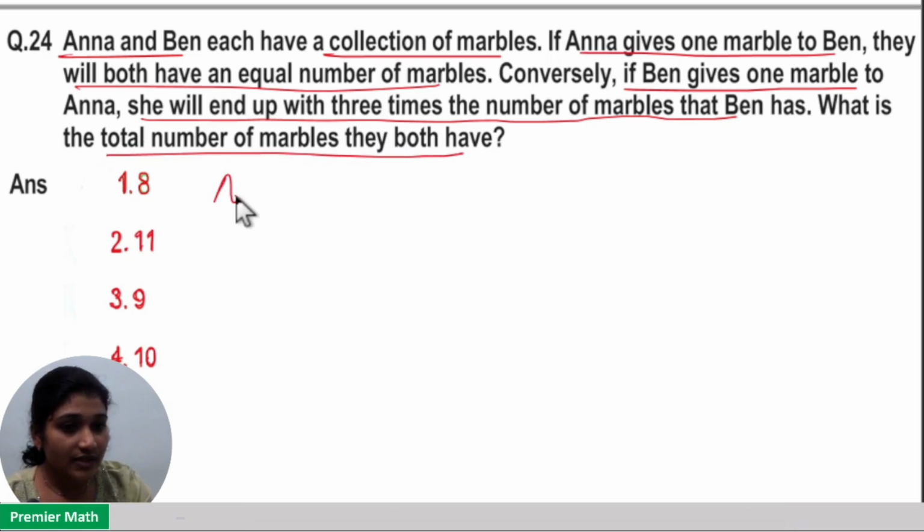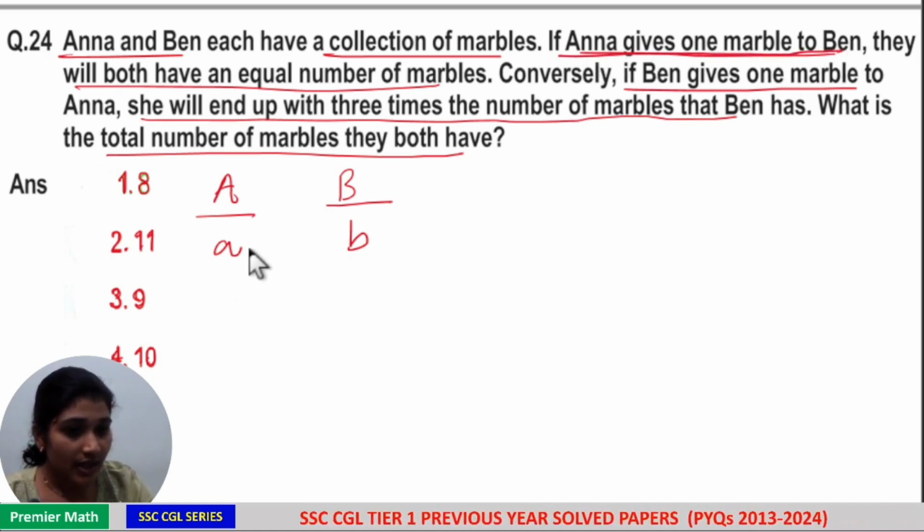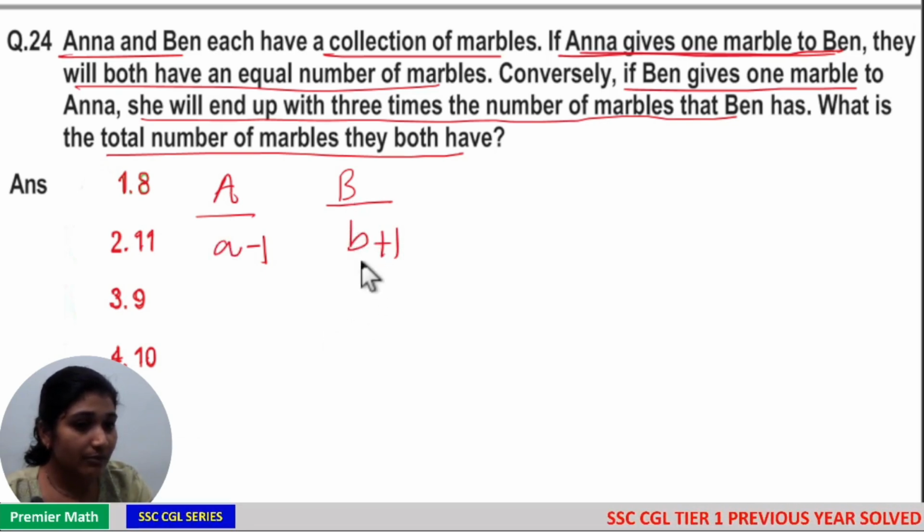Here, consider Anna has A number of marbles and Ben has B number of marbles. Now, when Anna gives one marble to Ben, Anna will have A minus 1 marbles. Then Ben will have B plus 1 marbles. That is, B will become B plus 1, and A will become A minus 1.